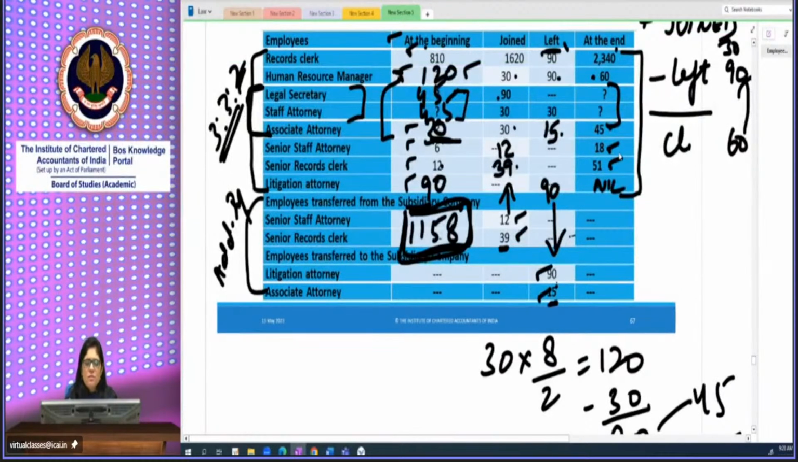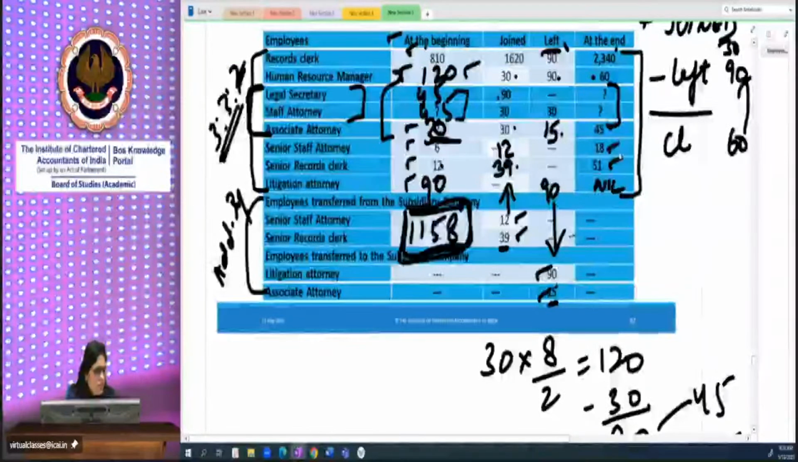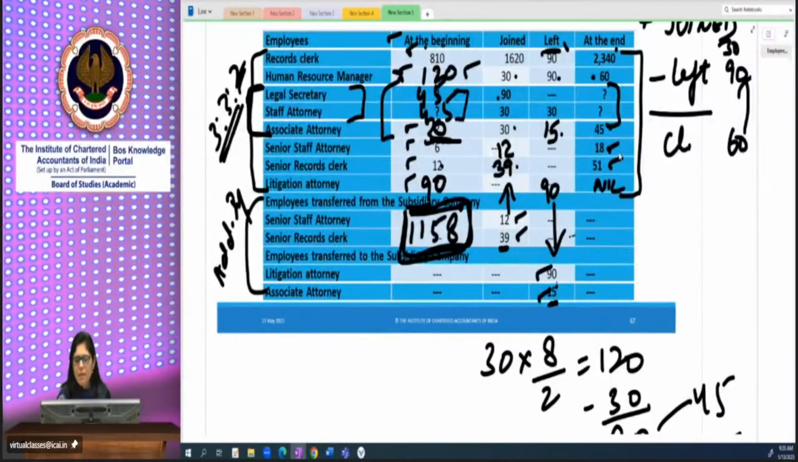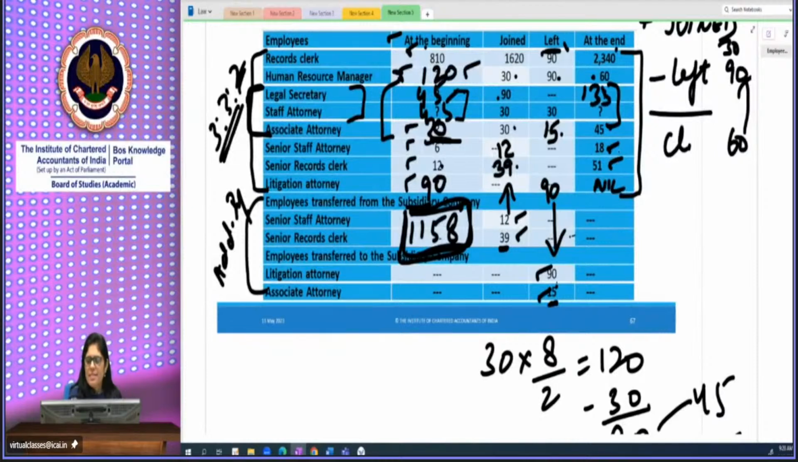How much is the closing of legal and staff? 135. Closing for legal is 135, as there are no separations. How much is the closing for staff? Closing for staff is 45. 45 plus 30 is 75, minus 30, 45. So again, the closing of staff is 45.